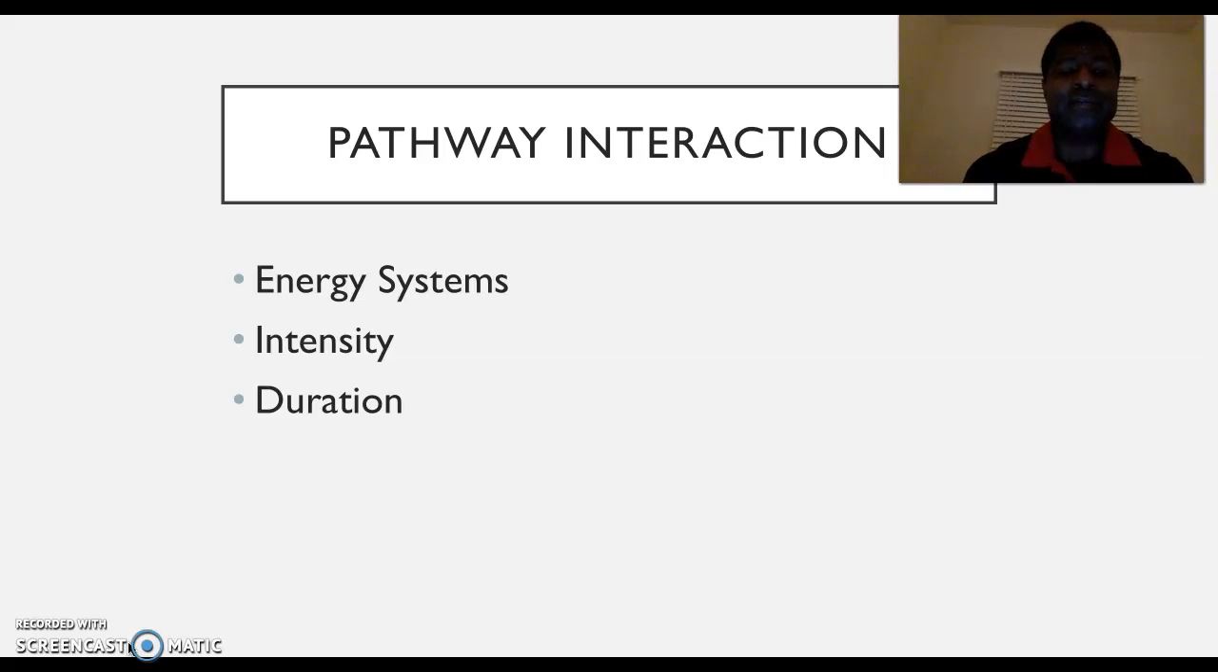Duration is the same. After a while, the body relies on fat. At the very beginning, we'll use some carbs or some glucose to produce ATP, but glucose is limited. It can produce ATP rapidly, actually faster than fat, but it runs out. It's not a large supply. So the longer an exercise goes, the more it's going to rely on fat. The shorter and more intense it is, the more it's going to rely on carbs or glucose to get that done.